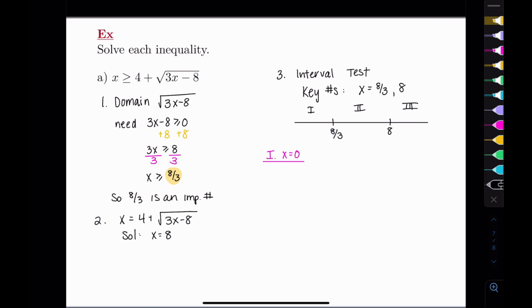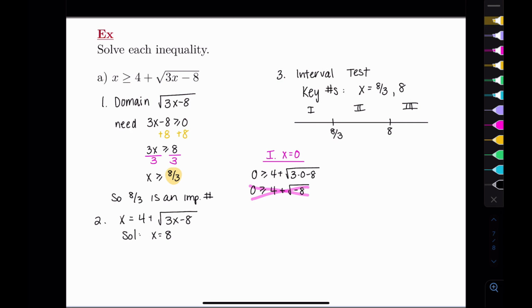And so what happens here is we would get 0 is greater than or equal to 4 plus the square root of 3 times 0 minus 8. This gives us 0 is greater than or equal to 4 plus the square root of negative 8. And so right off the bat now, you can see this does not make sense because I get values under that square root that are negative. So exactly like I said before, we really didn't even need to test this interval because of the domain of the radical. This one does not work.